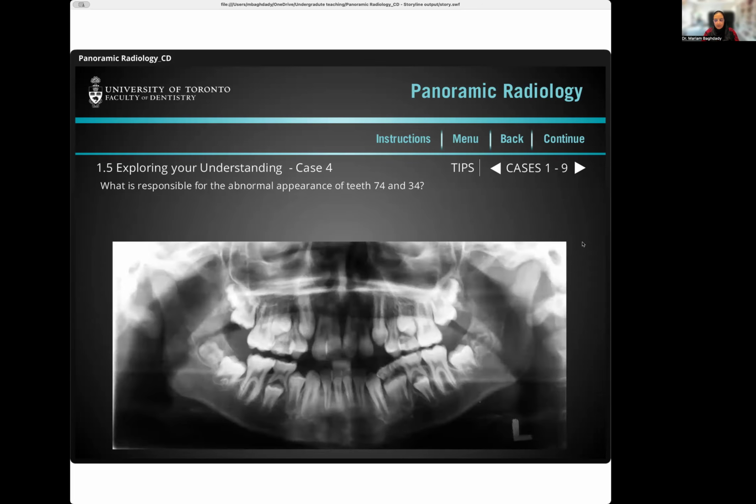Ooh, this is my favorite one. You guys, this is literally my favorite one. What is responsible for the abnormal appearance of teeth number 47 and 34?